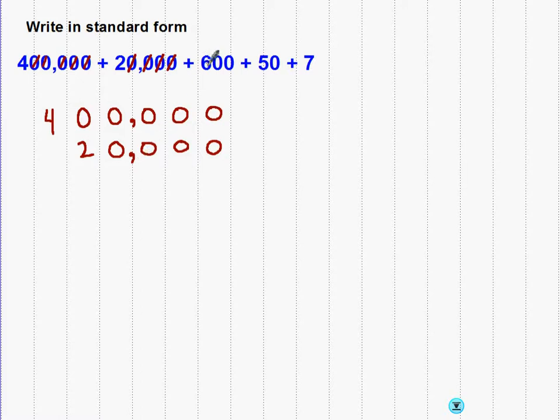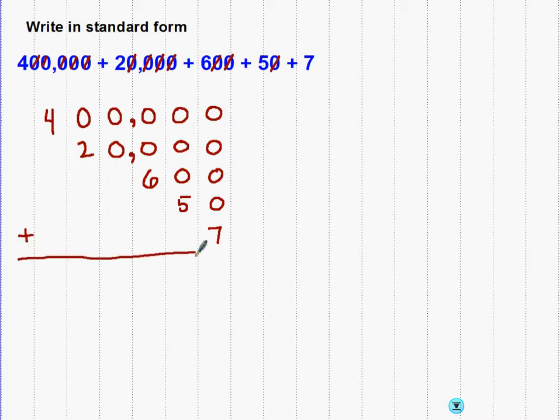Now let's come over to our 600. And again, let's count zeros. I've got 1, 2. So we'll come down here on the right side, and we'll go 1, 2. And then go ahead and bring that 6 on down right here. And we come over to 50, we've got 1 zero, so we'll place that here. And then bring our 5 down. And 7, we don't have any zeros with 7, so we can just put our 7 right here.